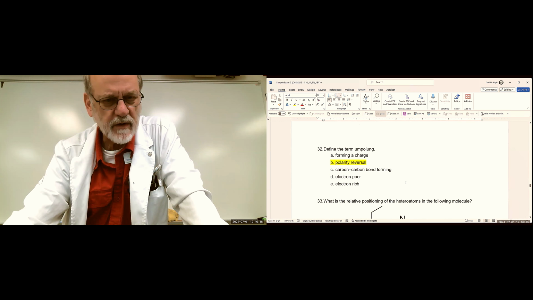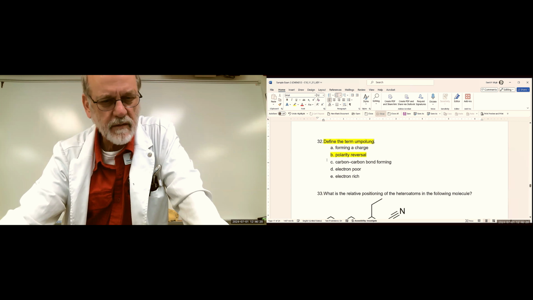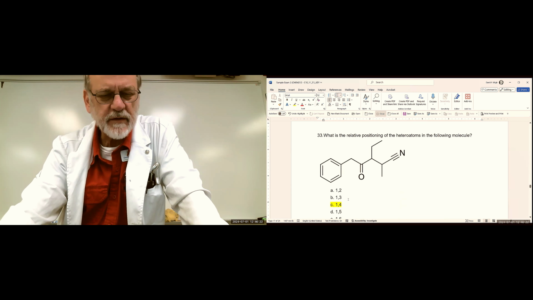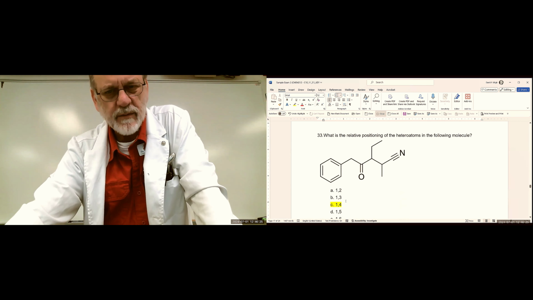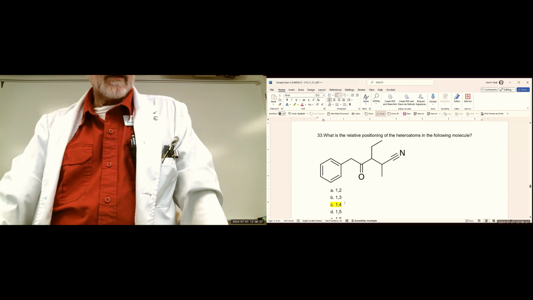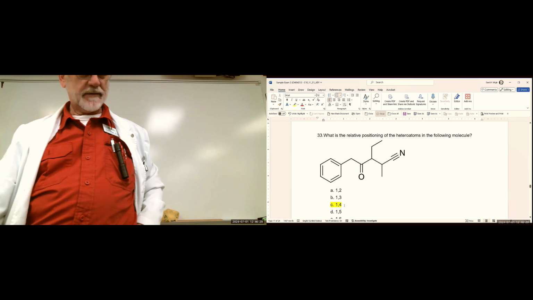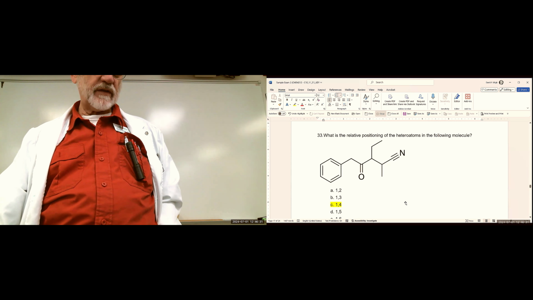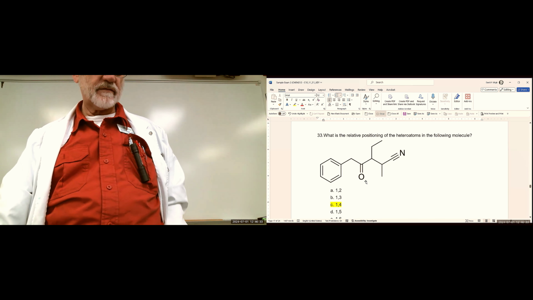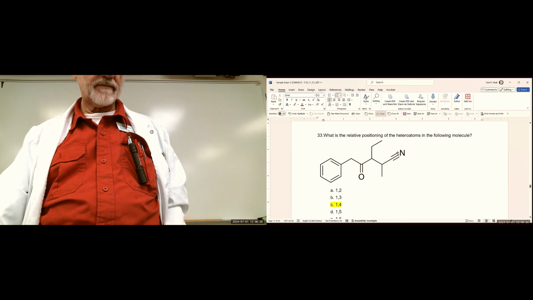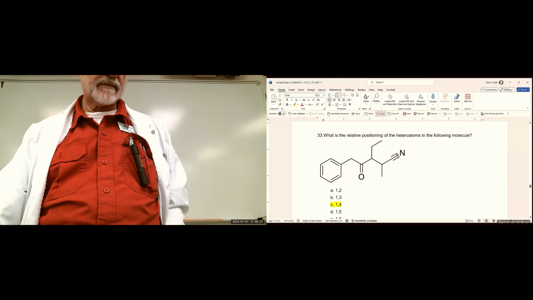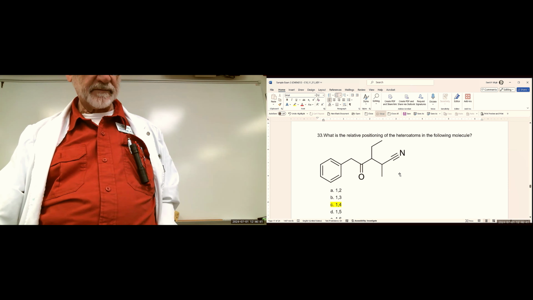We looked at almost all of it. Well, that one's obvious. Keep that. What's the relative positioning of the heteroatoms in the following molecule? The heteroatoms. I assume that means oxygen versus the cyano group.